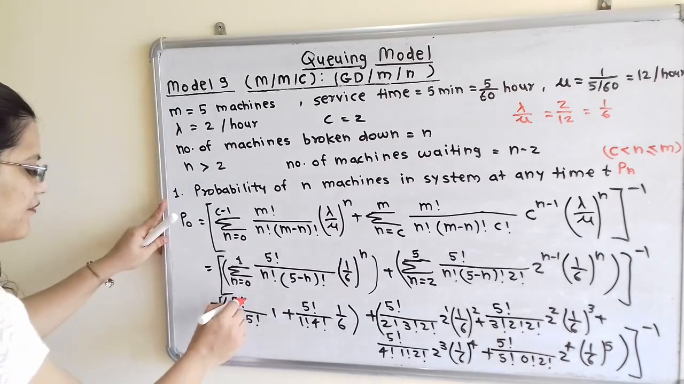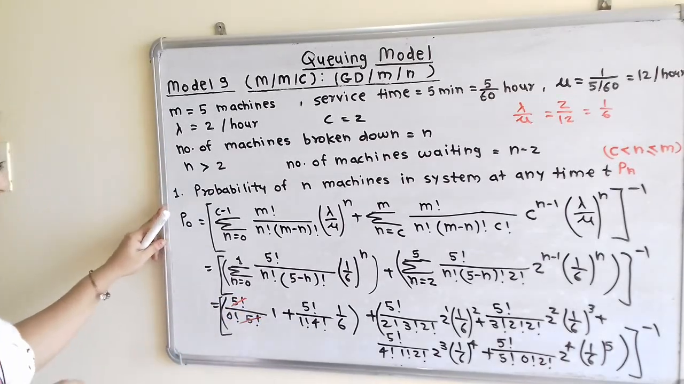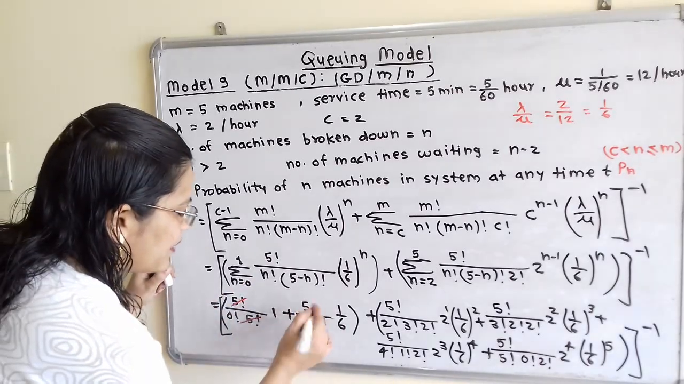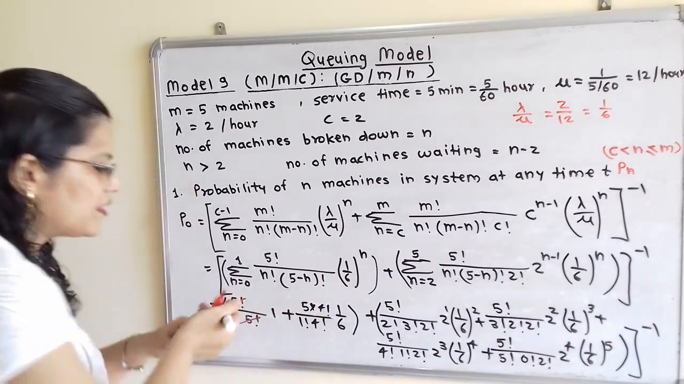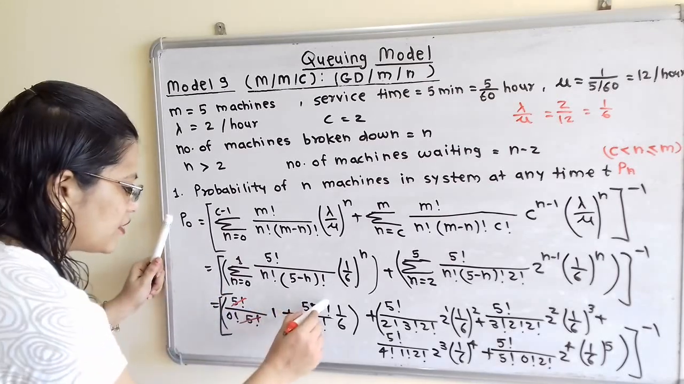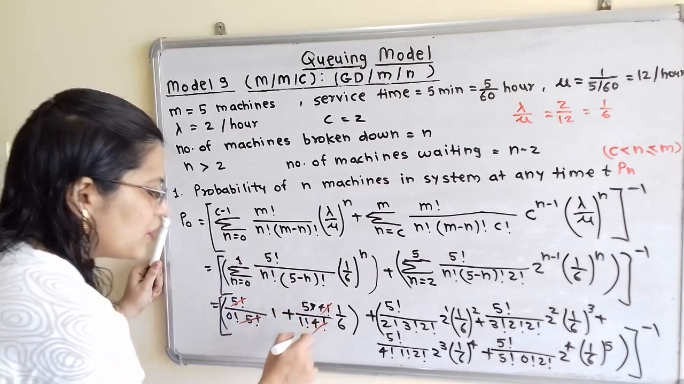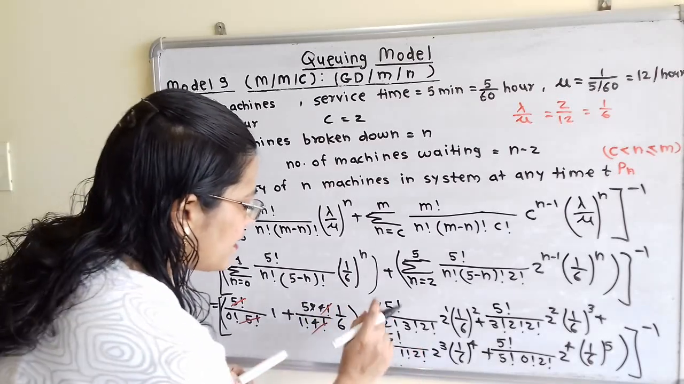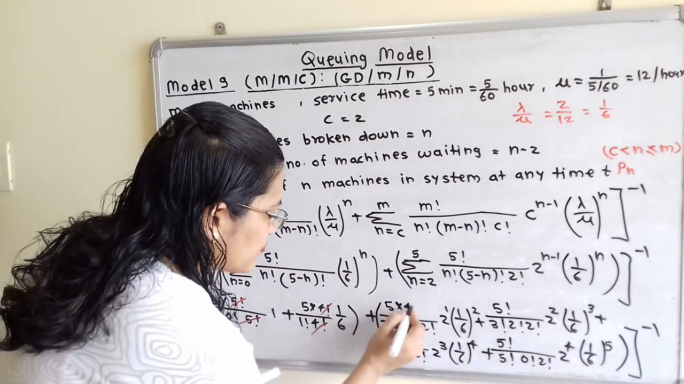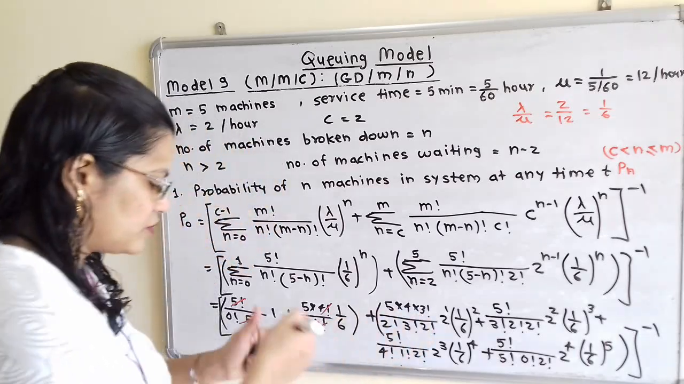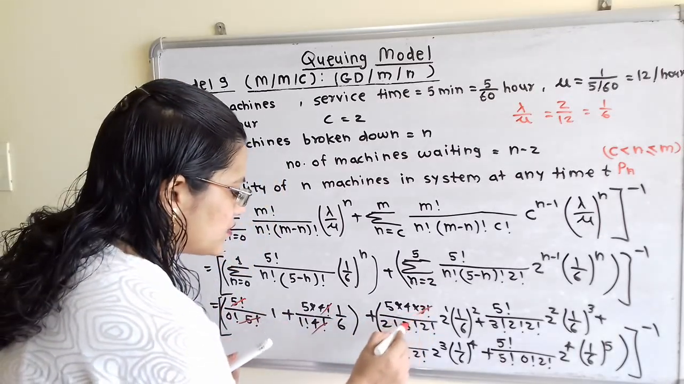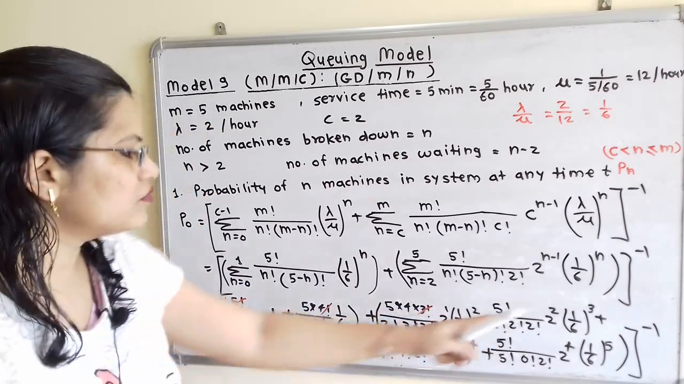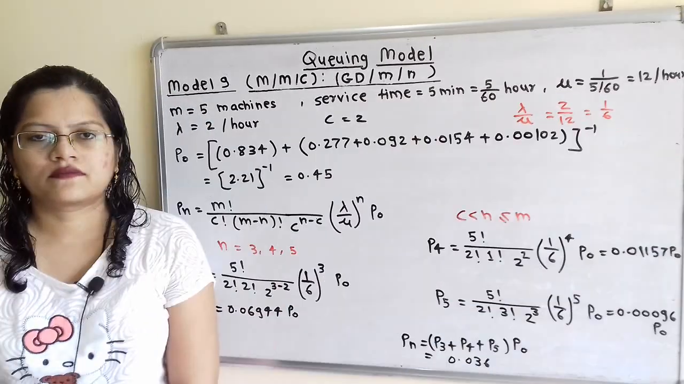So if we observe here, 5 factorial is getting cancelled. Now here 5 factorial, that means 5 multiplied by 4 factorial. So here also 4 factorial is getting cancelled. So in the same way we have to cancel this. So here also 5 multiplied by 4 multiplied by 3 factorial. So this 3 factorial is also getting cancelled.